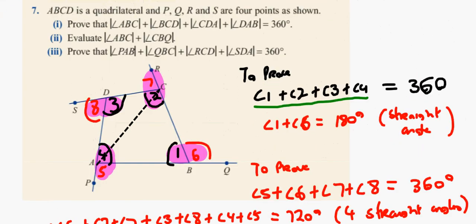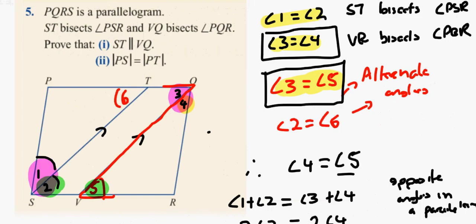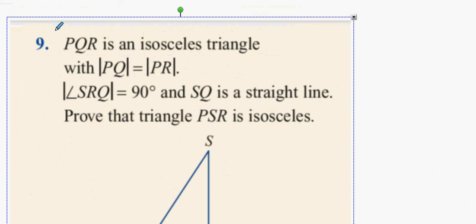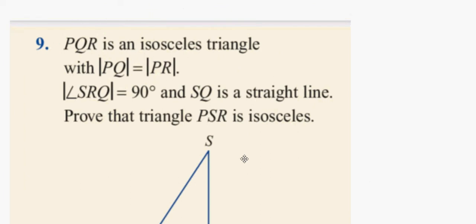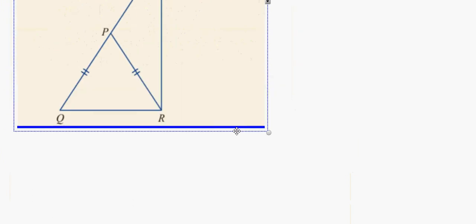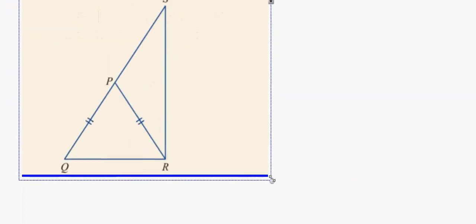So that's that. 1, 3, 5, 7. Did I do 5? I did 1 as well. So 1, 3, 5, 7. Now we're on to 9. Fantastic stuff. So question 9.